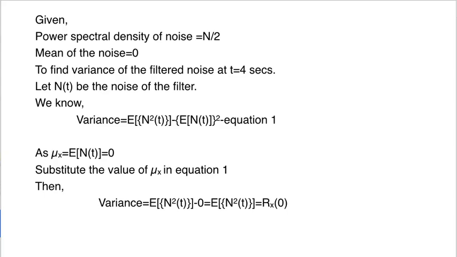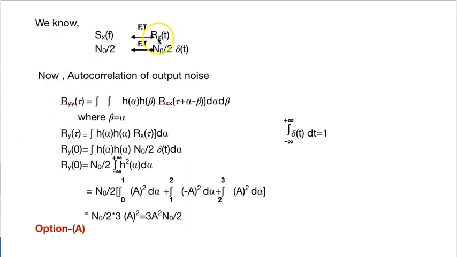The power spectral density is given by N by 2 having a mean 0. To find its variance at t equals 4, with the help of this formula for variance, as expectation is 0, putting that value in the formula for variance, we can calculate Rx of 0. We already know these facts, and by the formula for autocorrelation of output noise, substituting these, we get this value. Okay, the option for this will be answer A.